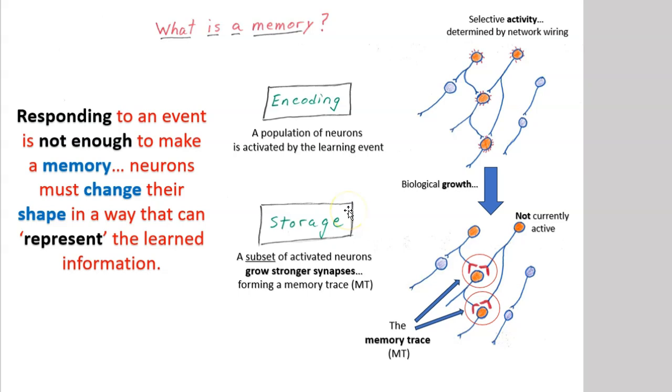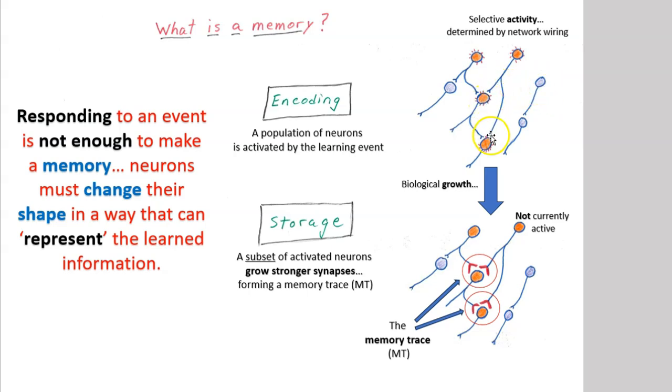We saw in a previous lesson a diagram that looks like this, where we break down the encoding process and storage process. So responding to an event is not enough to make a memory. Neurons must change their shape in a way that can represent the learned information. So over here we see some cortical neurons, and some of them, the orange ones, are being activated by the event. This is the encoding stage. Notice the blue neurons are not active.